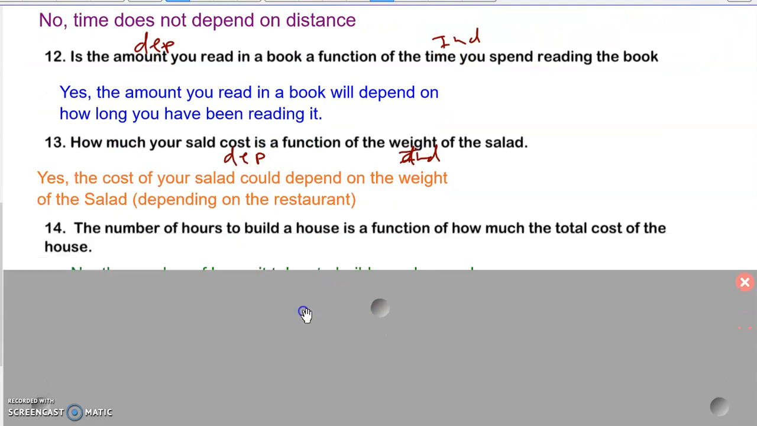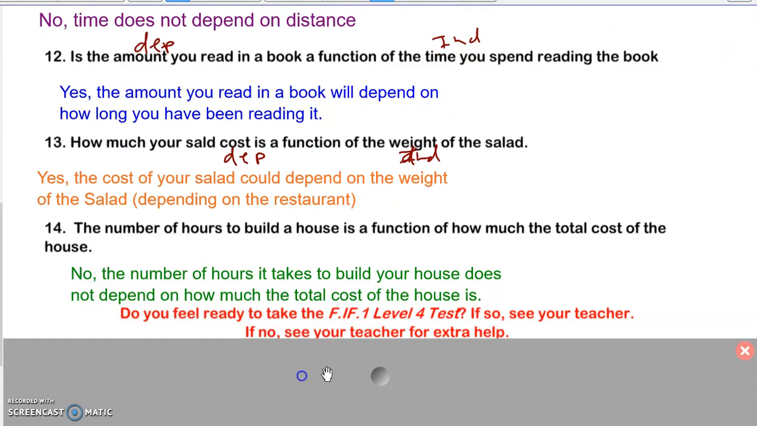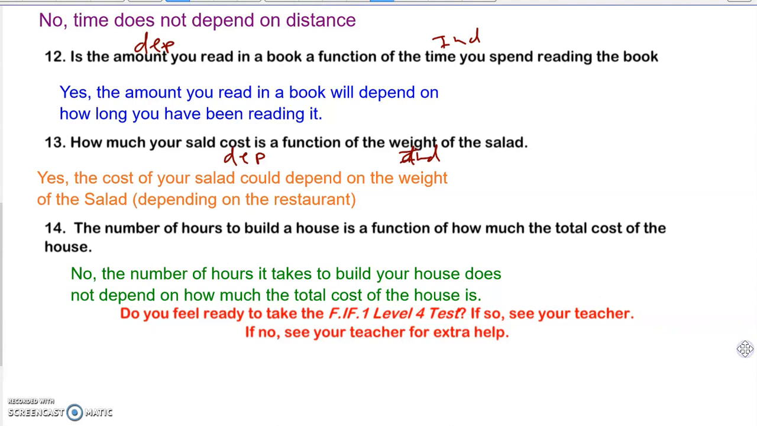So taking a look at the last one, the number of hours to build a house is a function of the total cost of the house. No. The number of hours it takes to build your house does not depend on the total cost of the house. It's the other way around.